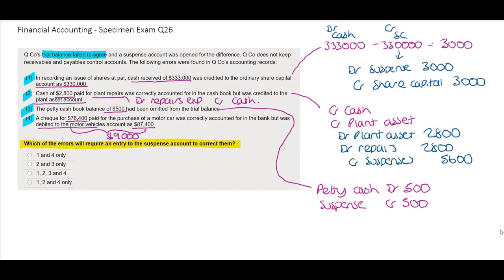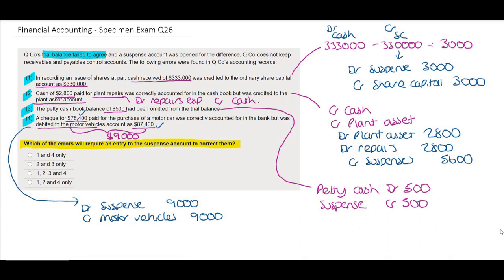The bank account side was correctly accounted for, and so it's only the debit to the motor vehicles account which needs to be corrected. Therefore, to adjust for this error, we will need to reduce the motor vehicles account by $9,000. So we're going to credit motor vehicles, and then the other side is a debit to the suspense account.